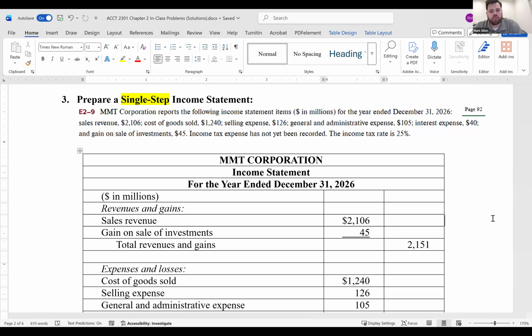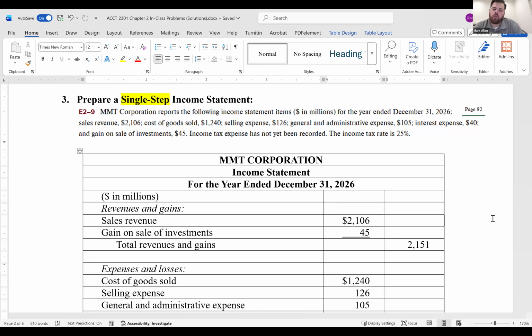MMT Corporation reports the following income statement items in millions of dollars for the year ended 12/31/26. Sales revenue, $2106. Cost of goods sold, $1240. Selling expense, $126. General and admin, $105. Interest expense, $40. And gain on sale of investment, $45. Income tax expense has not yet been recorded, but the income tax rate is 25%. So here we go.